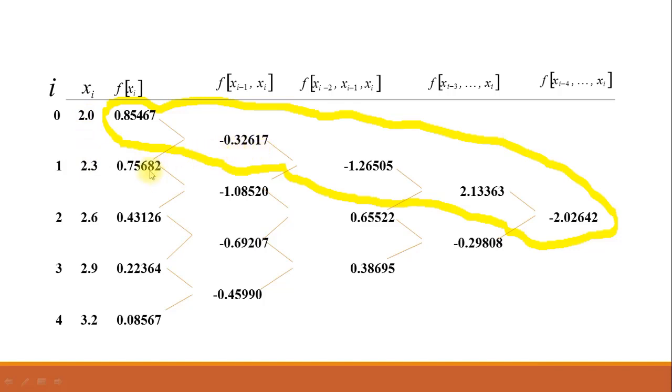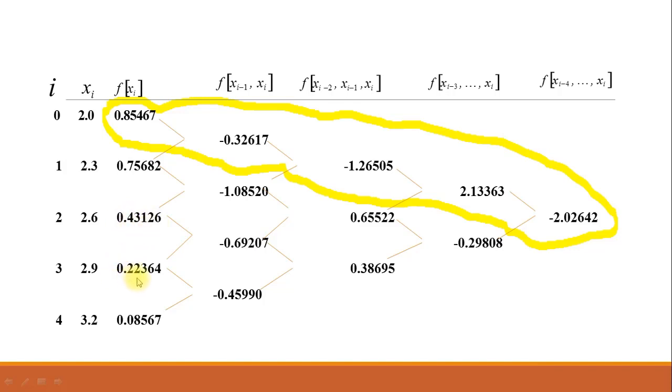Similarly, subtract 0.75682 from 0.43126 and then subtract 2.3 from 2.6 and divide both differences, the difference of these two by the difference of these two, we get minus 1.08520.